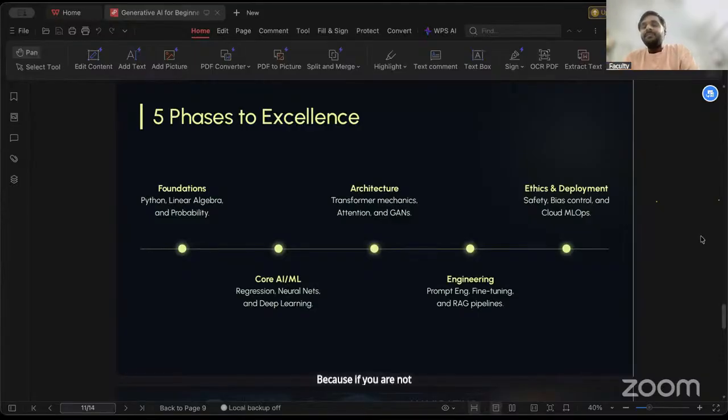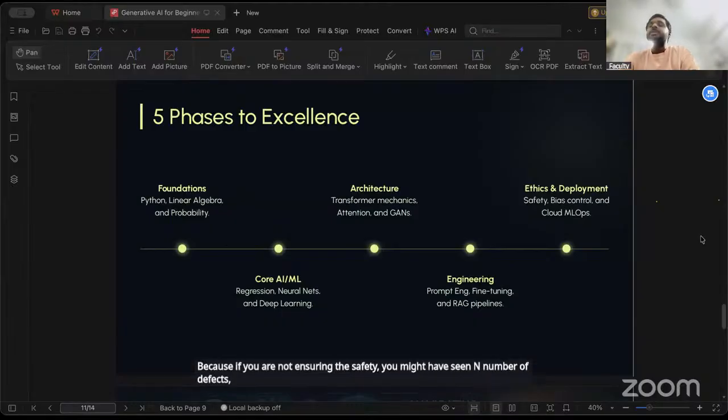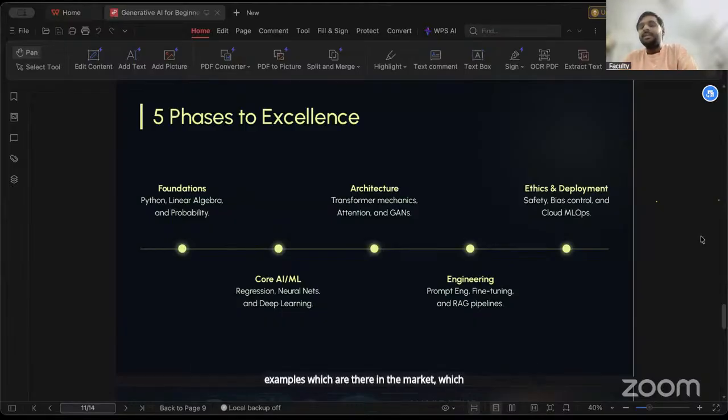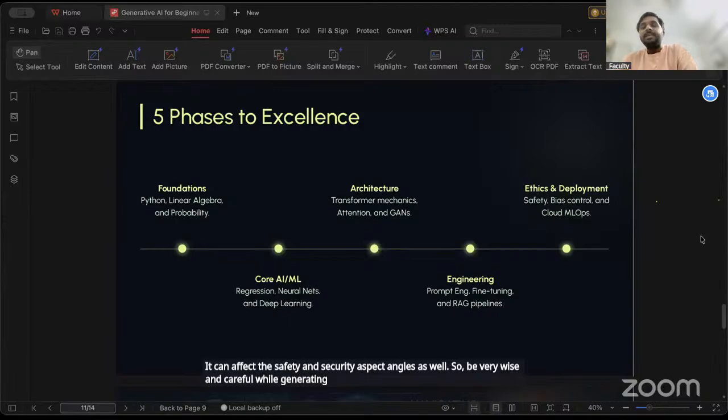Because if you are not ensuring safety, you might have seen n number of deepfake examples on the internet. So safety is a very, very big concern. Generative AI can give you a lot of good outcomes, but it can affect the safety and security angles as well. So be very wise and careful while creating such kinds of applications.